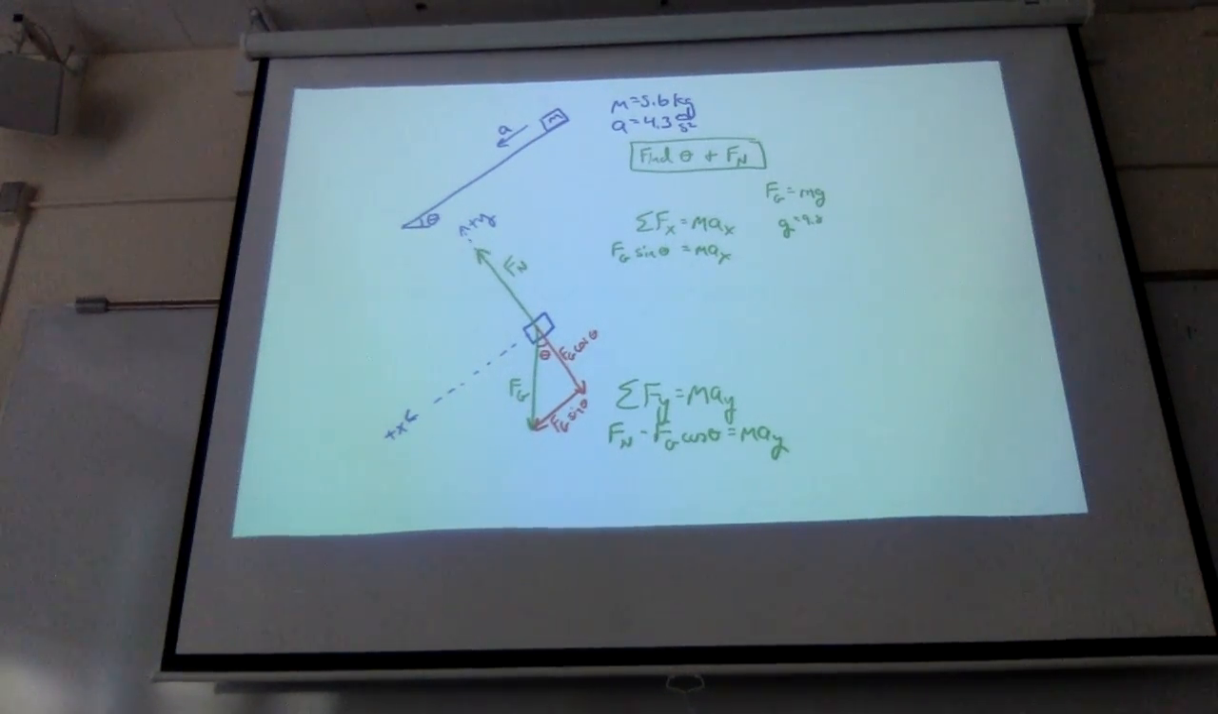M times G. M times G. Always, always, always. So we can plug that in everywhere we see FG. I'm going to do that there, and then we'll go down here and do the exact same thing.